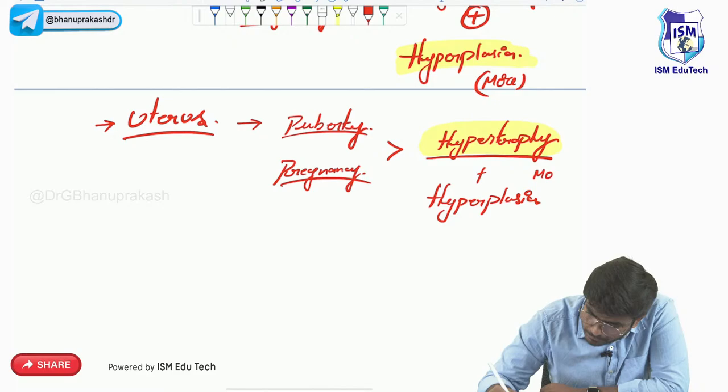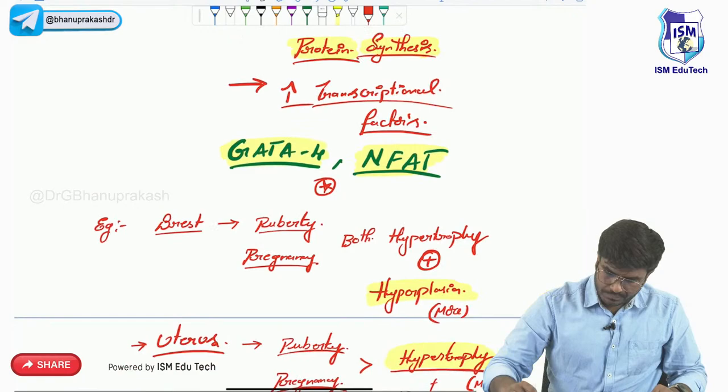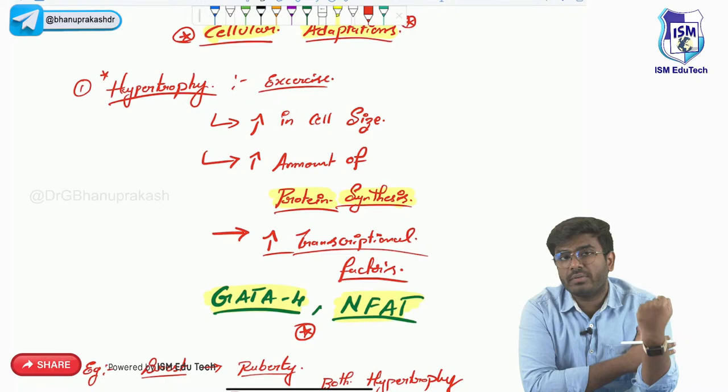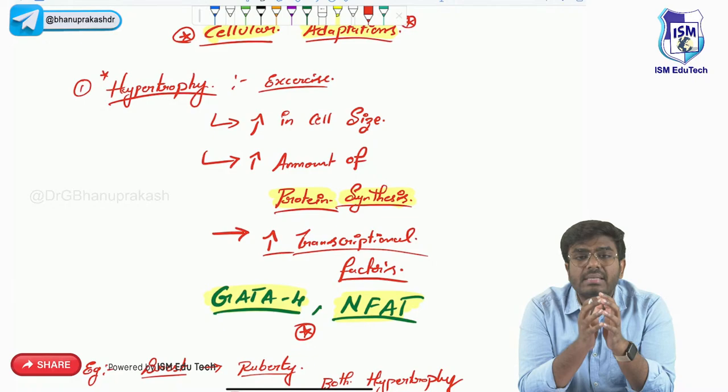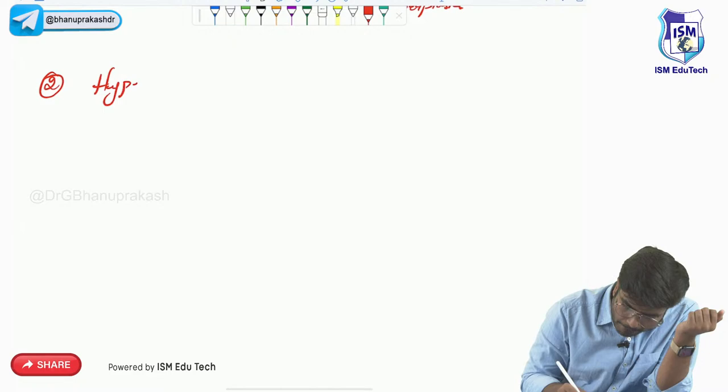Now, after this, what else should you do? The first type of cellular adaptation: when you put stress on yourself, like when you are doing exercise, especially the muscle cells, they will increase in size. This increase in size is called hypertrophy. Okay. Now, after this, let's talk about the second type of cellular adaptation, that is hyperplasia.